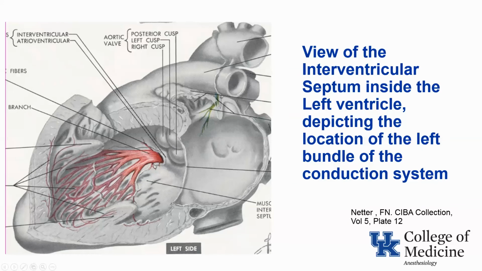I've already shown this picture of the conduction system coming out onto the subendocardium of the left ventricle. Importantly, when surgeons are operating near the aortic valve, you can see how the conduction system could be at risk.